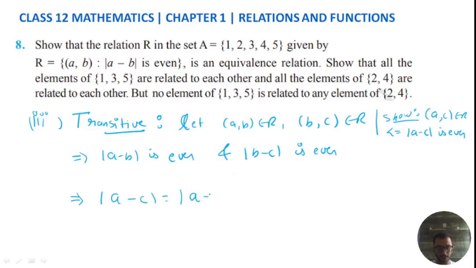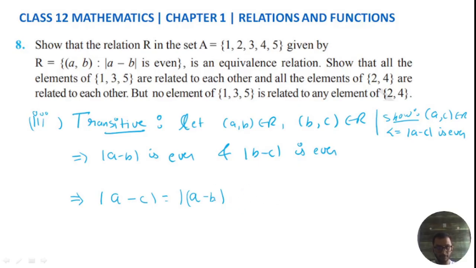If I write it like a minus b minus b minus c, is this correct? I don't think it is correct. Wait, have I made some mistake? Minus b, and here if I am writing minus b, minus b should cancel out, right? b, c belongs to R. Okay, so that means this part.